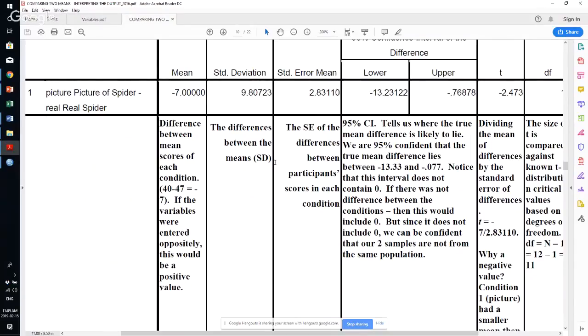So all the bold black stuff is obviously what you see. I'm explaining to you what these values mean. The first column, you get -7. People sometimes freak out. It's negative. What is this? Well, it's just the difference between the mean scores. If I entered the variables as picture and then real, versus real and then picture, that would be +7. So all it tells you is the order in which you put them. All this is telling me is that real spider had higher anxiety than picture.